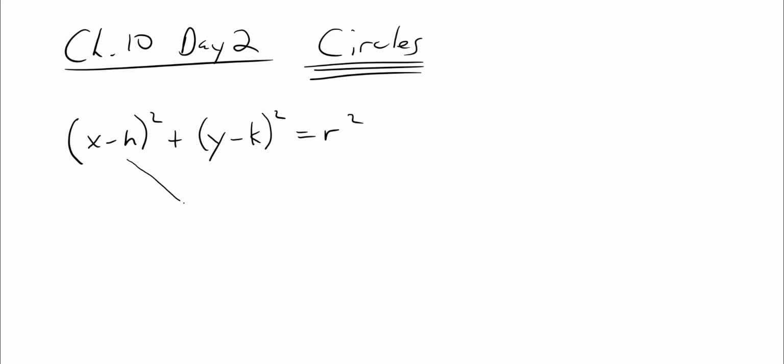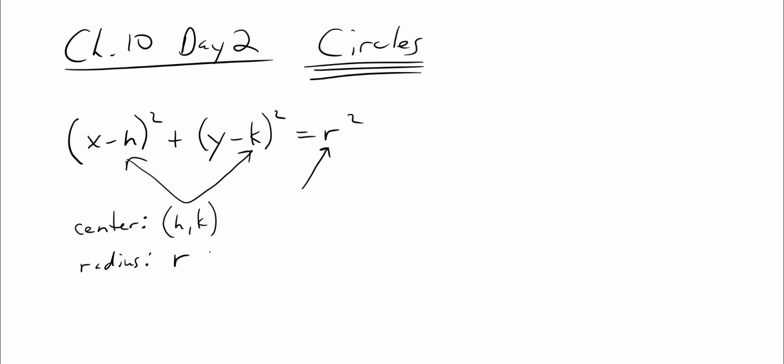Okay, so here's the deal. That h and that k, so (h, k), that's called the center of the circle. And then you have your r squared. Well, the radius is the square root of that, so it's just r. And that's what you kind of need to know.